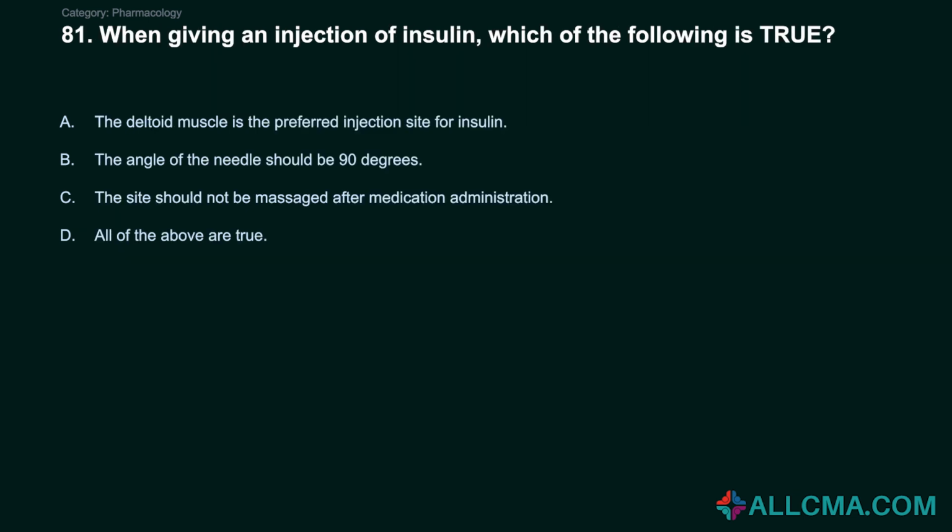81. When giving an injection of insulin, which of the following is true? A. The deltoid muscle is the preferred injection site for insulin. B. The angle of the needle should be 90 degrees. C. The site should not be massaged after medication administration. D. All of the above are true. Correct answer: C. The site should not be massaged after medication administration.